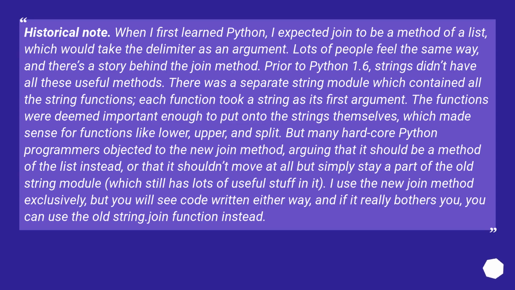Prior to Python 1.6, strings didn't have all these useful methods. There was a separate string module which contained all the string functions. Each function took a string as its first argument. The functions were deemed important enough to put onto the strings themselves, which made sense for functions like lower, upper, and split. But many hardcore Python programmers objected to the new join method, arguing that it should be a method of the list instead, or that it shouldn't move at all but simply stay a part of the old string module, which still has lots of useful stuff in it.